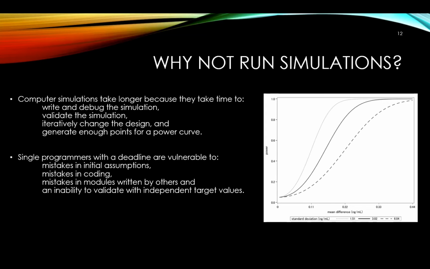So here in this graphic, you can see that we've actually plotted 3 lines, and each line is plotted by standard deviation. So in this case, we hypothesized that the standard deviation would be 3.02 nanograms per mil, which is the solid line in the middle. But we also show how the power curve would shift if the true standard deviation was smaller, 1.51 nanograms per mil, or larger, 6.04 nanograms per mil. Additionally, we have mean differences plotted along the x-axis, so the grant reviewer can see how power will change across differences in the true mean difference.